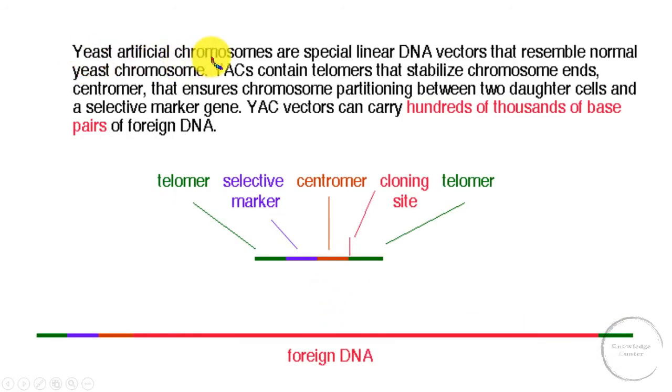So yeast artificial chromosomes are special linear DNA vectors that resemble normal yeast chromosomes. YACs contain telomeres that stabilize chromosome ends, a centromere that ensures chromosome partitioning between two daughter cells, and a selective marker gene which helps in selection of transformants. YACs can carry hundreds of thousands of base pairs of foreign DNA, basically up to 2 megabase pairs.